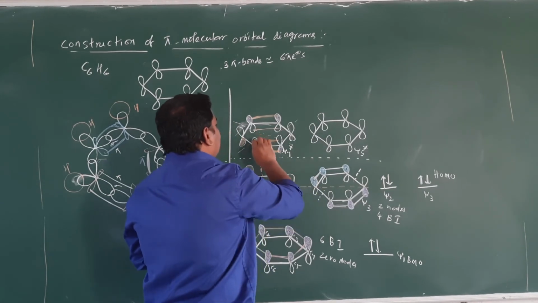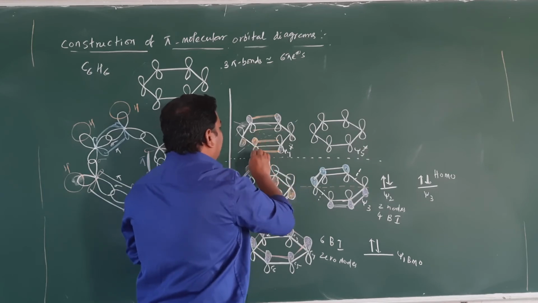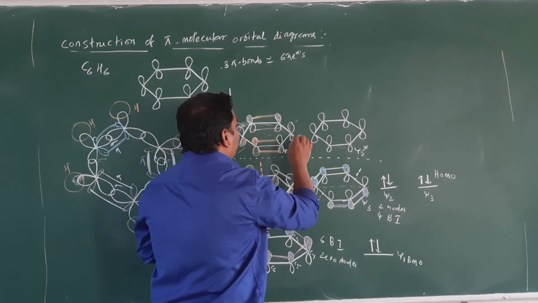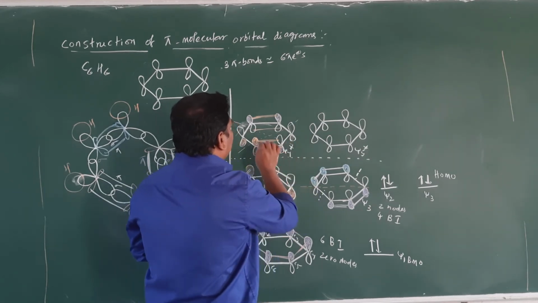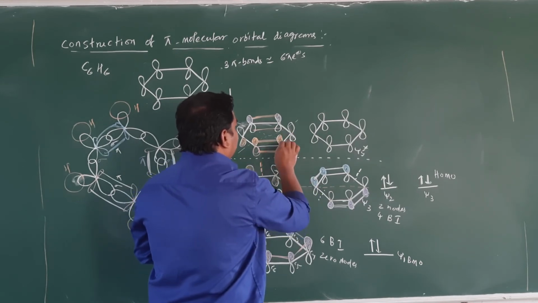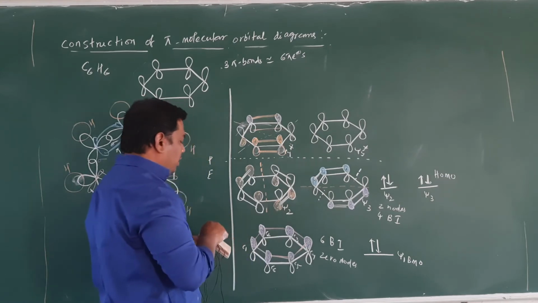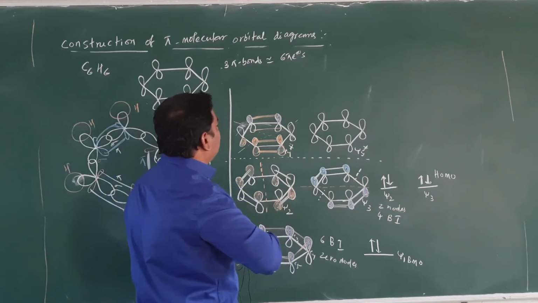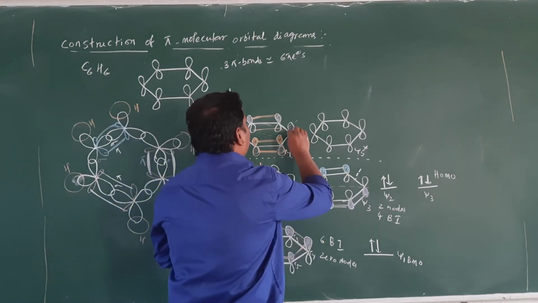Right. So the top lobe I shaded. This is the bottom lobe I shaded, students. So this is the top lobe and top lobe, so the bonding interaction is there. The bonding interaction is there. Here this bottom I will shade.